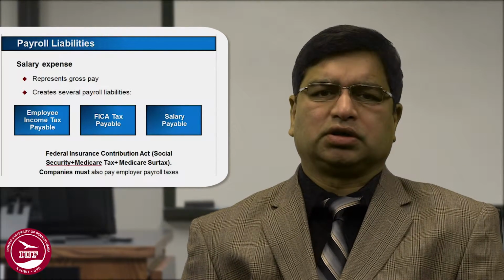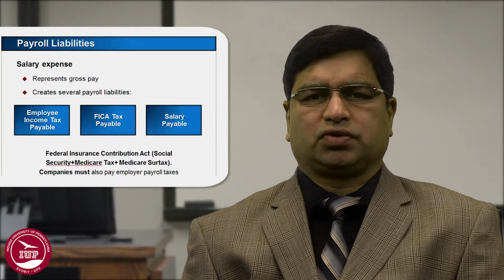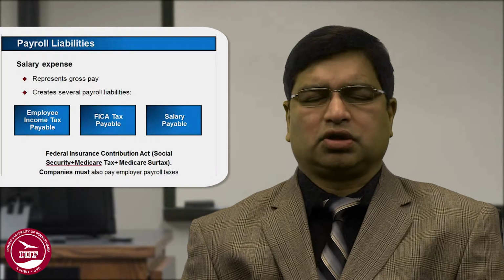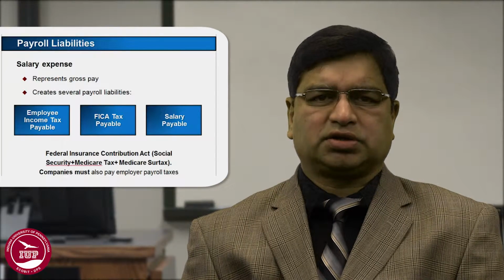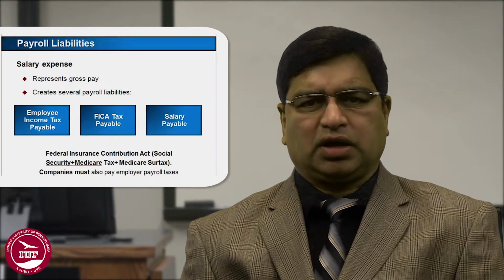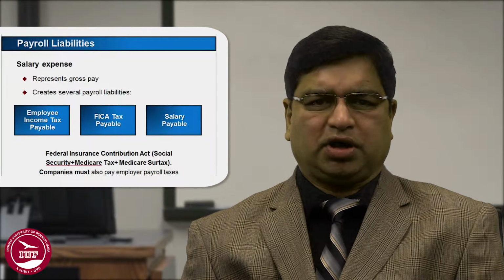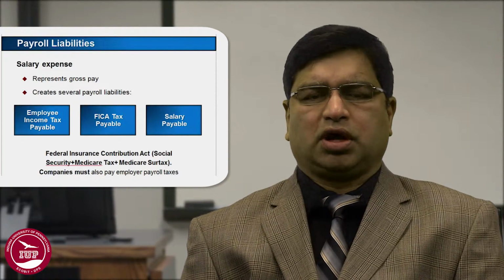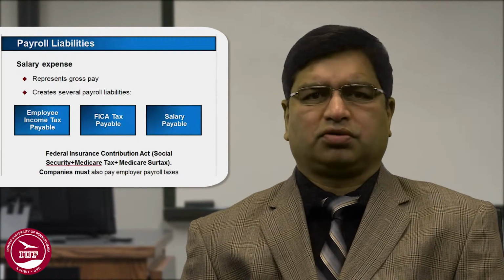In case the individual is earning more than $200,000, then there is also an additional Medicare surtax that is deducted under FICA taxes. And then there's a balance of salary payable. Companies will also have to pay their employer share on the payroll.